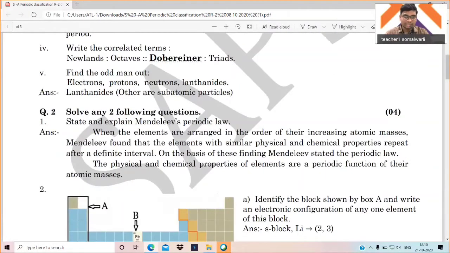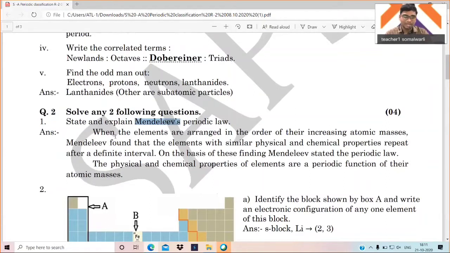It carries 4 marks. So state and explain Mendeleev's periodic law. When elements are arranged in increasing order of their atomic masses, Mendeleev found that elements with similar chemical properties repeated after a definite interval. So that becomes the law.